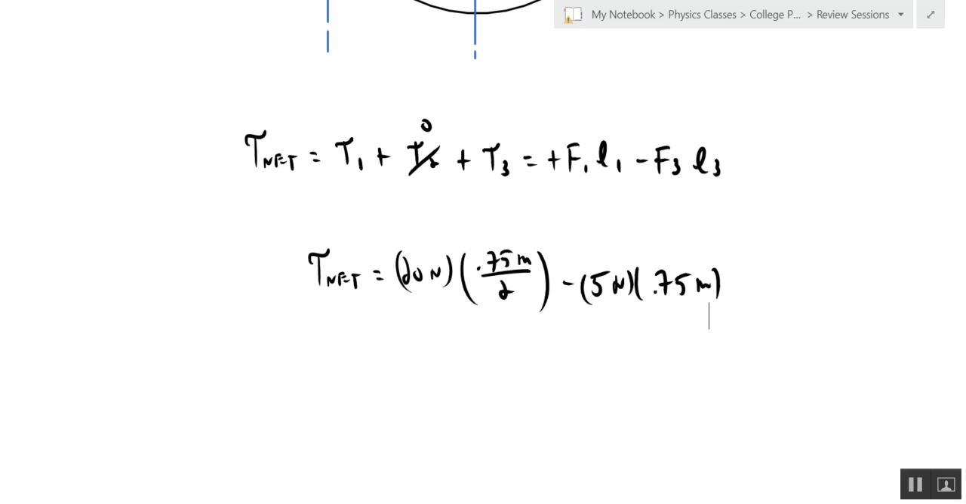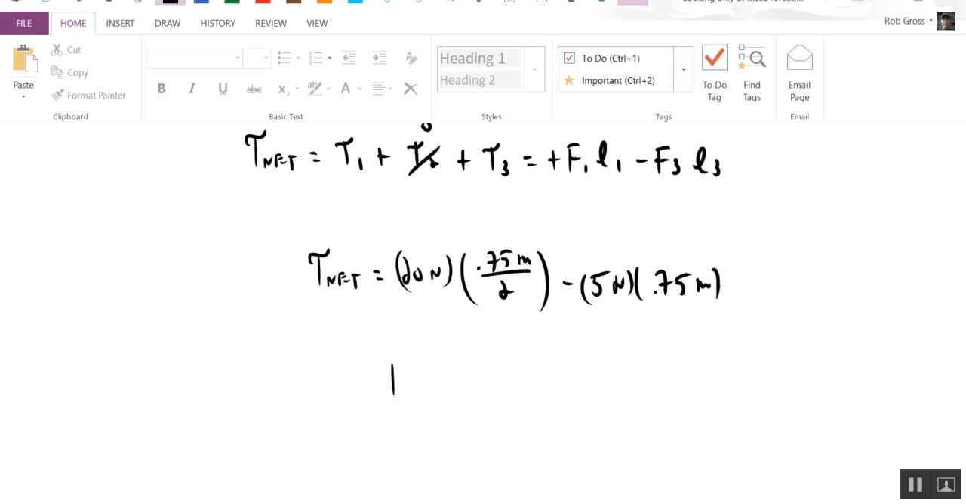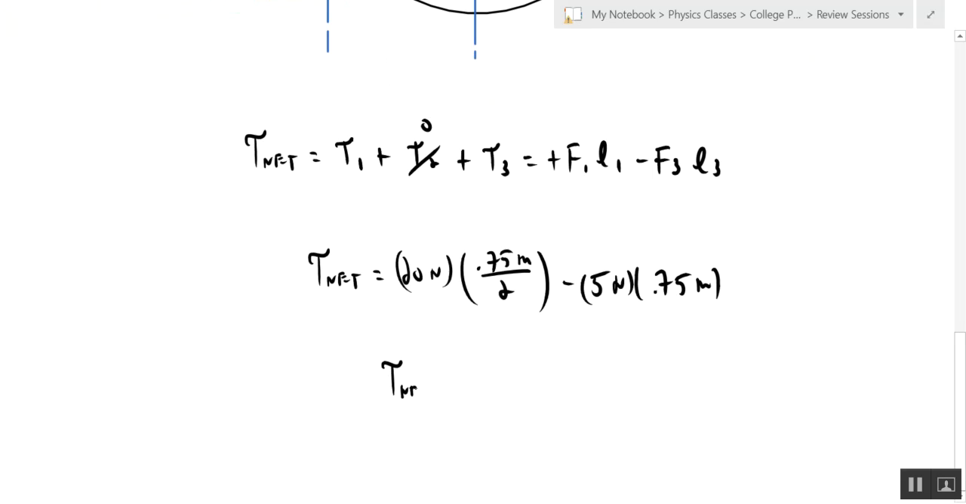So I get 3.75, actually positive, right? Because it matters. So the net torque is positive, meaning it's counterclockwise, right? Because the counterclockwise torque was bigger than the clockwise one. Anyhow, the point is you get positive 3.75 Newton meters, right?